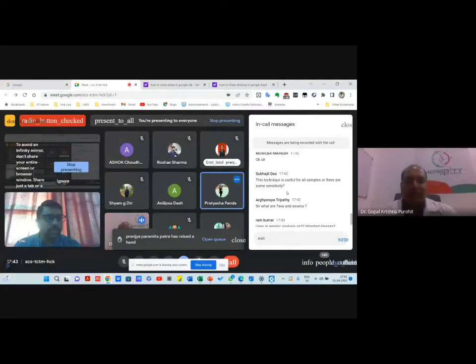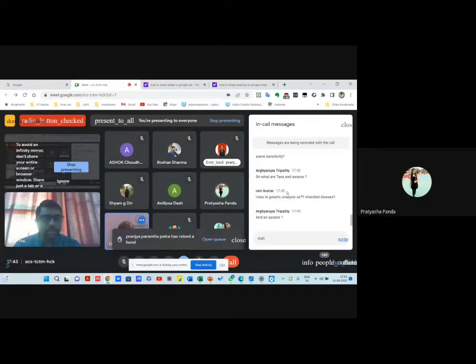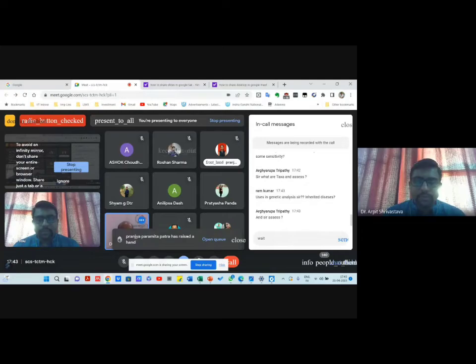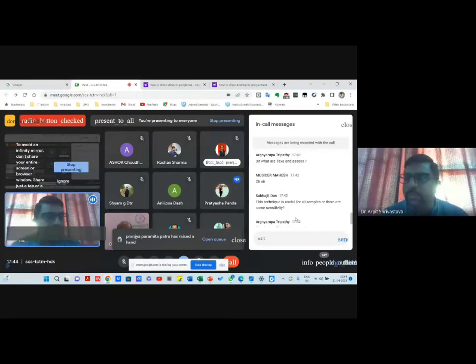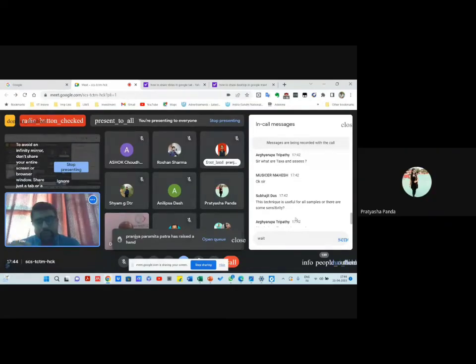Okay, I have one more question here. Somebody asked, is this technique used for all samples, or is there some sensitivity? So you should be wise enough about which sample we will go for FACS, which sample will go for fluorescence microscopy, and which will go for ELISA.